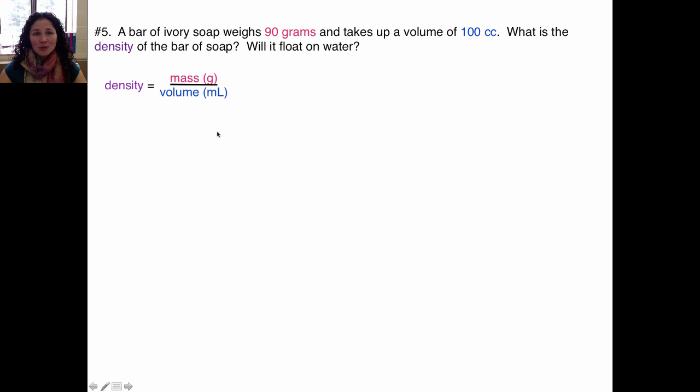Remember, density is equal to the mass over the volume, and we're given the mass of the soap and the volume of the soap in cubic centimeters. The mass is 90 grams, the volume is 100 cubic centimeters, and we know that 1 cubic centimeter is the same as 1 milliliter. When we answer the question, we'll want to give our density in units of grams per milliliter. So let's start. Density is going to be equal to the mass of the soap divided by its volume.